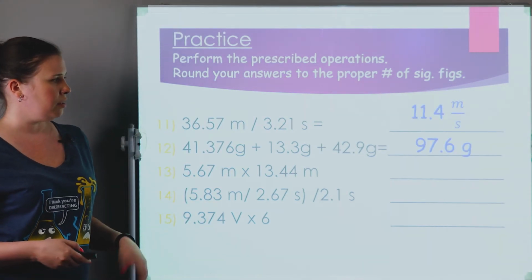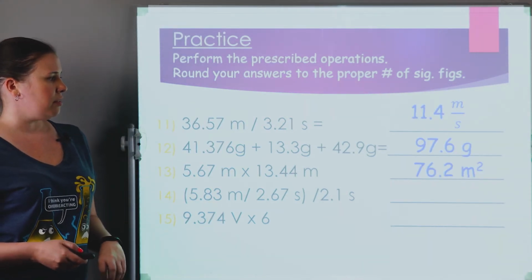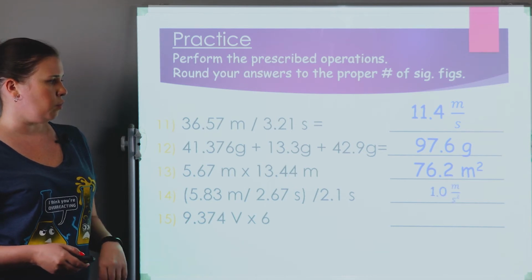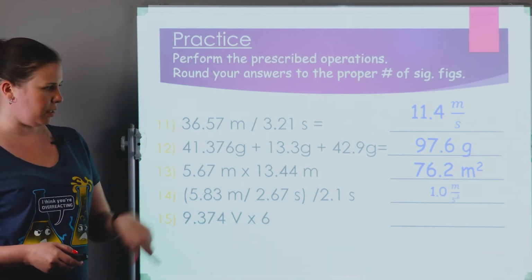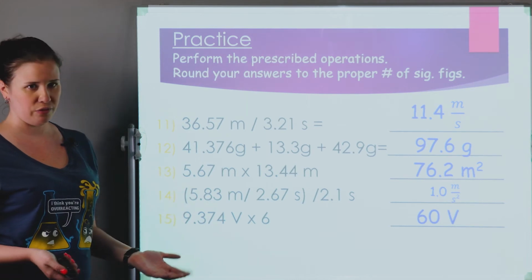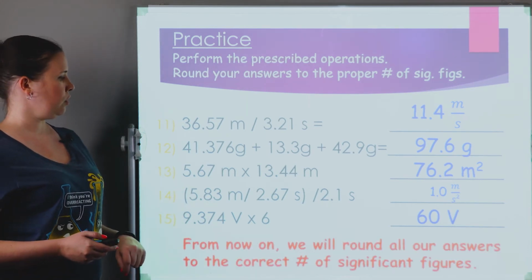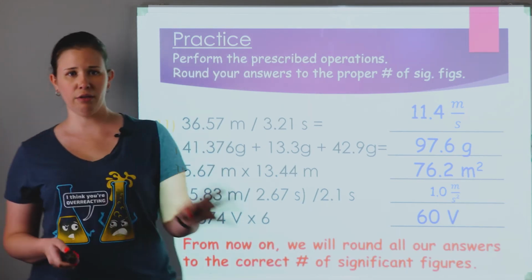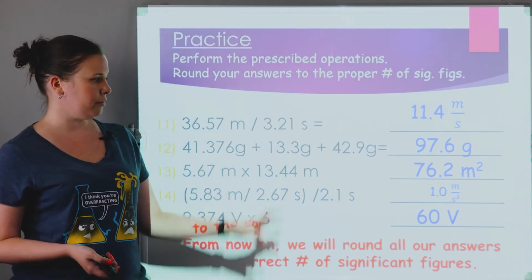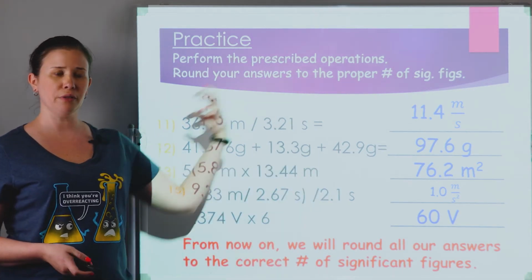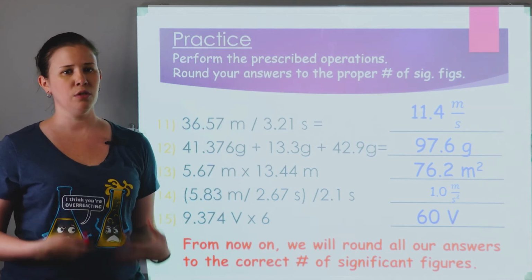11.4 meters per second, 97.6 grams, 76.2 meters squared, 1.0 meters per second squared, and then 60 volts, final answers. So from now on, any calculations that we do, we're going to round to the correct significant figures. We're going to follow the limitations presented by the tools, presented by the data.